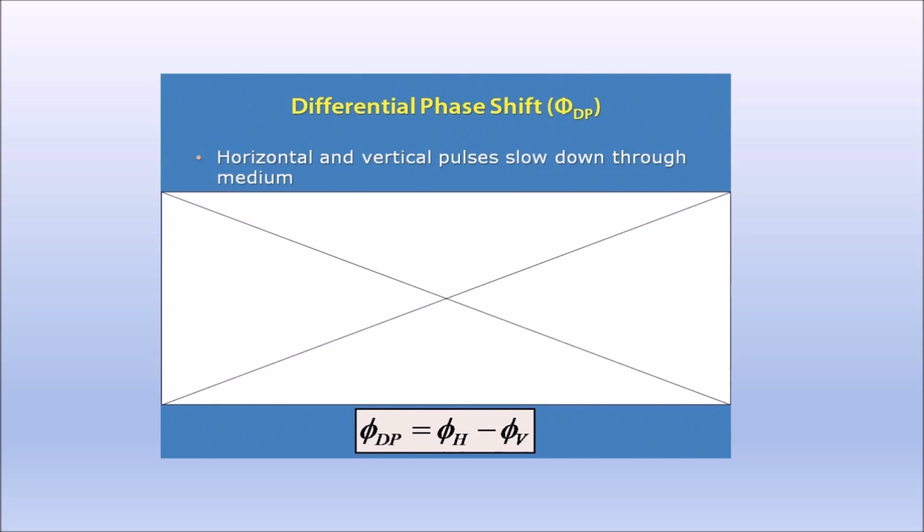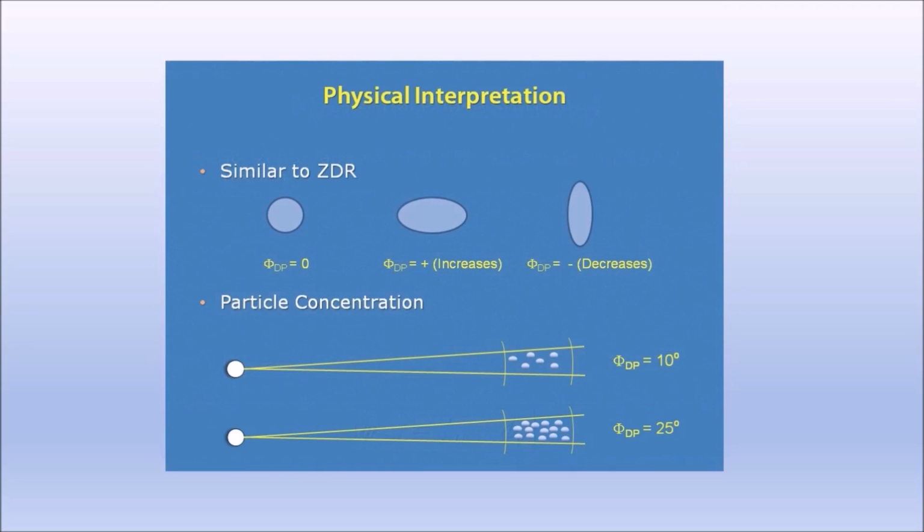As the horizontal and vertical pulses propagate through a medium, rain, hail, etc., the two pulses attenuate, or slow down, causing each of their phases to change, or shift. Most targets do not have equal phase shifting in the horizontal and vertical due to target shape and concentration. This difference between the horizontal and vertical phase shifts is referred to as the differential phase shift. Mercifully, the equation is just a simple subtraction, such that positive differential phase shift occurs when horizontal phase shift is greater than the vertical.